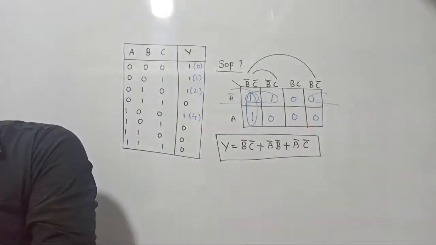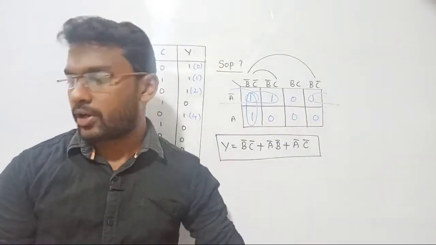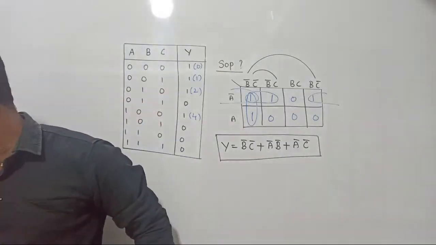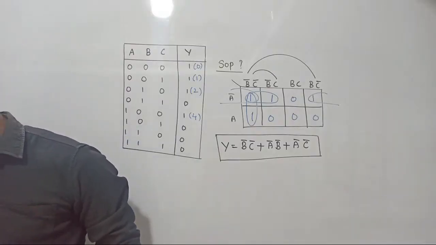The K-map for the Boolean function is given, and you are requested to find the essential prime implicant for this function. I will solve this question later. Right now we will complete the basics, so let's go ahead with the next question.